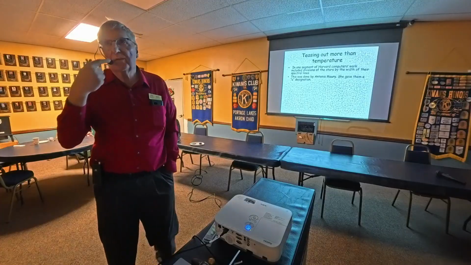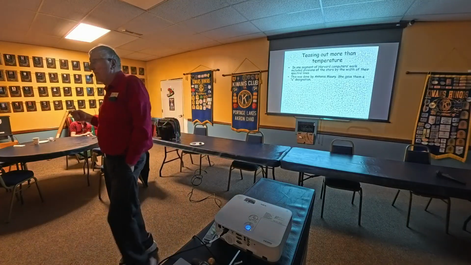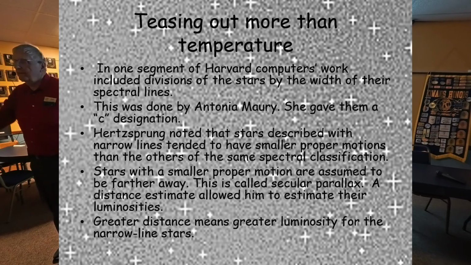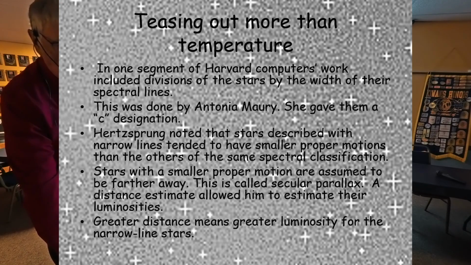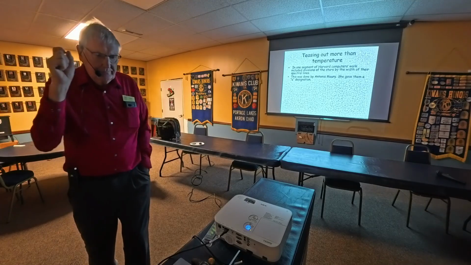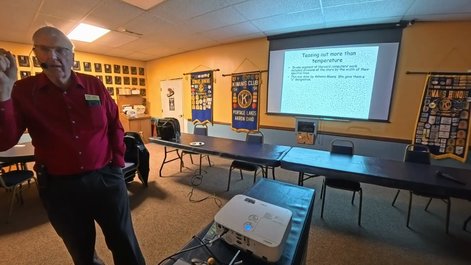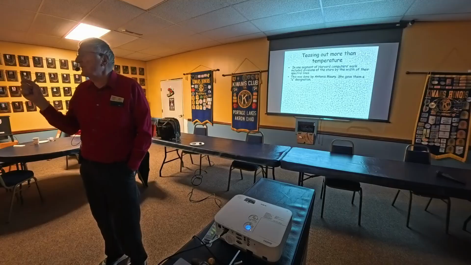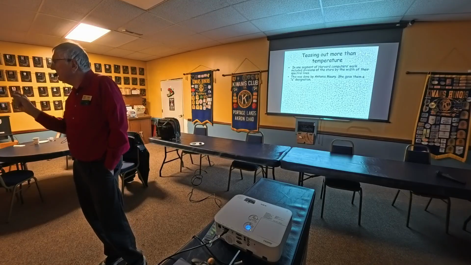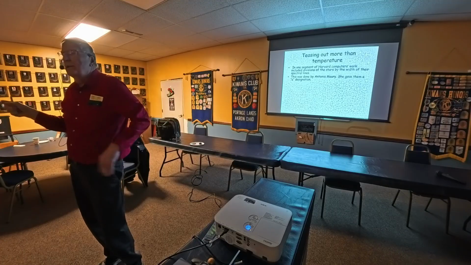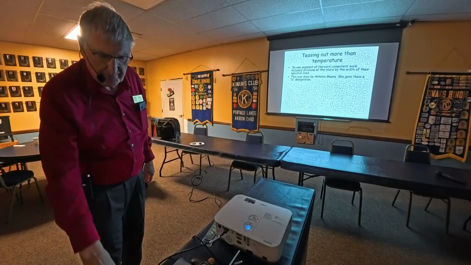Well, some of the other work that was done, particularly by Antonio Morrow at Harvard, had to do with the width of the hydrogen lines. And Antonio Morrow, for some reason, had this insight that the width of the spectral lines was going to be important. So when she found stars with a wider line in the spectrum, she gave it a designation of C, just to set them apart, okay?